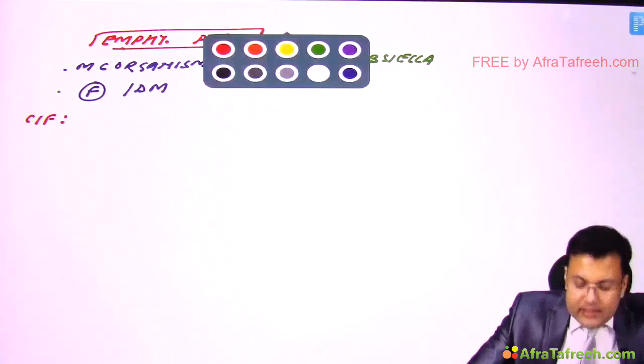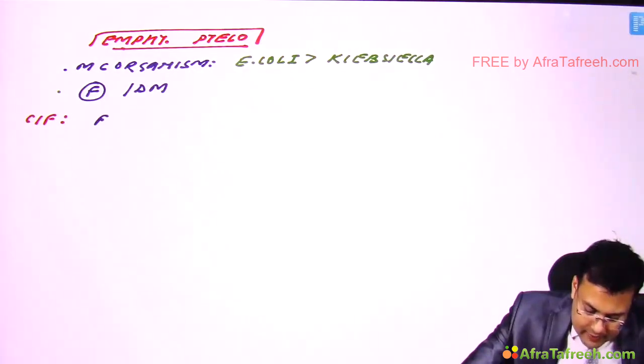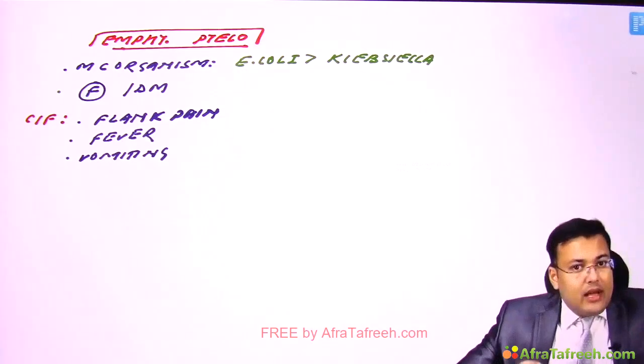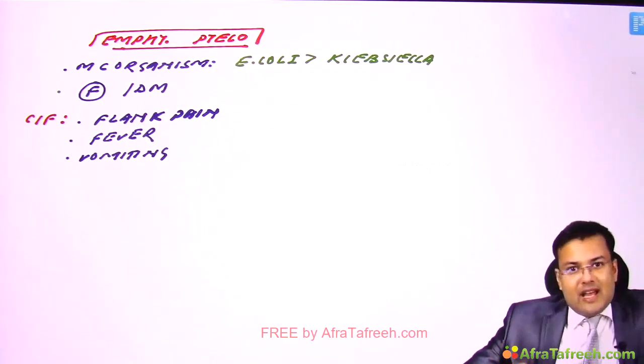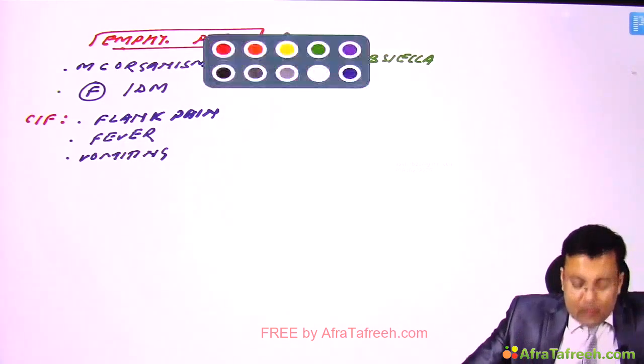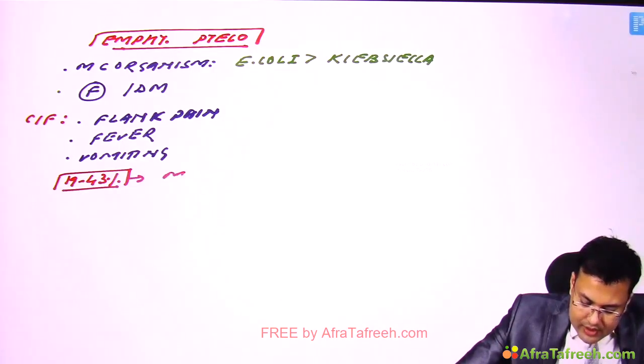What are the clinical features? Since pyelonephritis is there, there is flank pain. Simultaneously, there is fever. There is vomiting. What's the problem? Patient is diabetic and it is associated with high risk of mortality. That's why early intervention is required in this condition. How much is the risk of mortality? 19 to 43%. So the mortality associated with this condition is 19 to 43%.